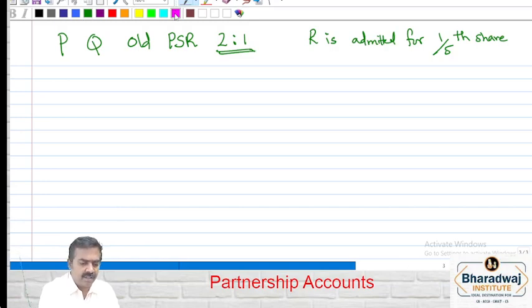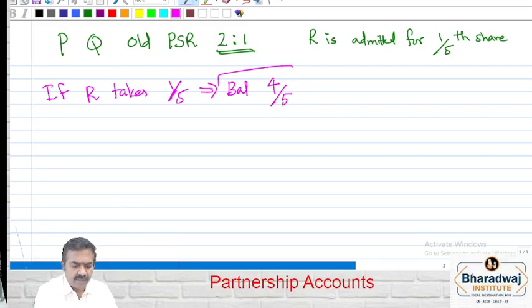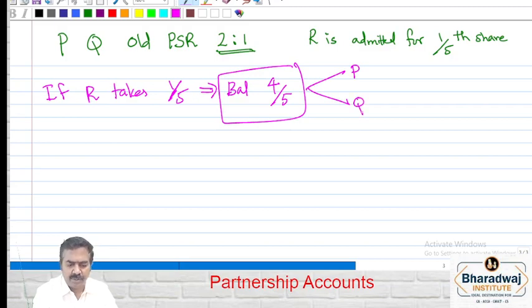Pay attention. If R takes how much? 1 by 5. What do you mean by 1 by 5? Out of 5 rupees, 1 rupee will go to R. If R takes 1 by 5, the balance will be 4 by 5. This balance will be shared by the remaining partners. Who are the remaining partners? P and Q in their ratio. 4 by 5 is left.